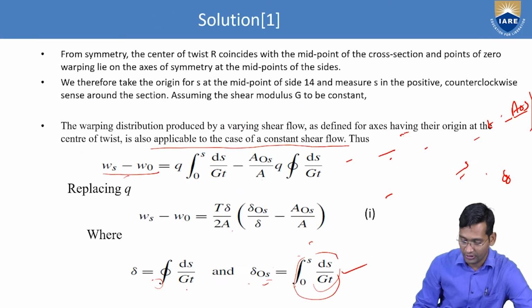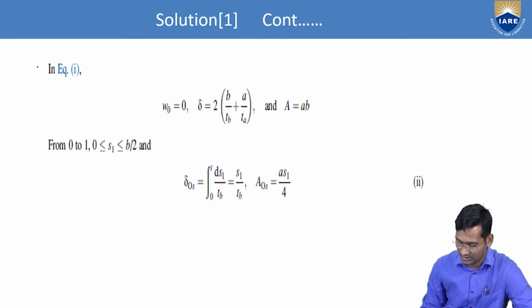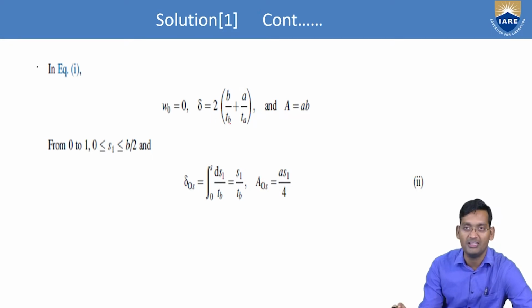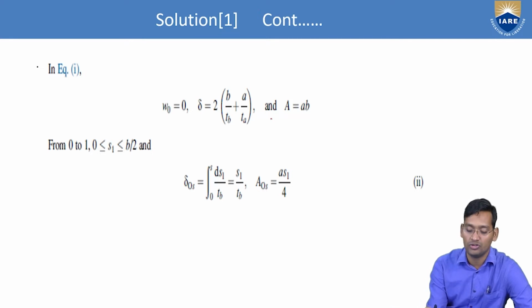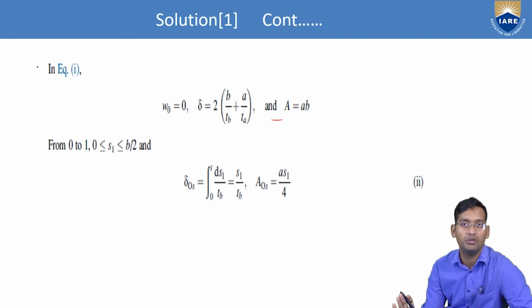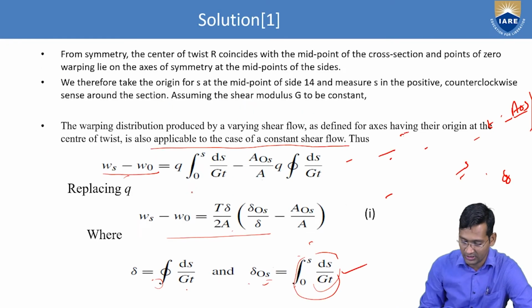Now in equation 1, from this equation, put W naught equals 0. Then what will we get? Delta equals 2 into B by TB plus A by TA, that we have already seen in the derivation, and A equals AB. So from 0 to 1, that S1 should be greater than 0 and less than B by 2. After substituting, delta_OS is 0 to S ds by dt.